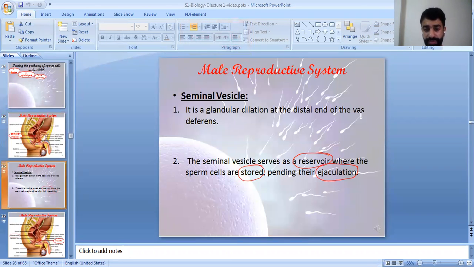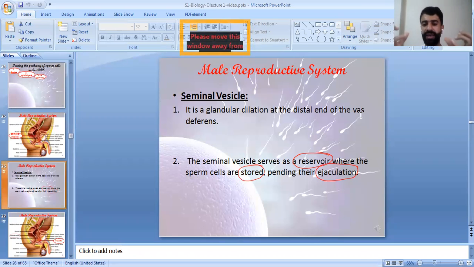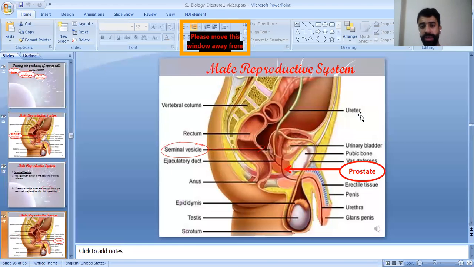Seminal vesicle, it's a reservoir. A seminal vesicle is like a reservoir where the sperms are stored, where the sperm cells are stored, waiting for release, waiting for ejaculation.